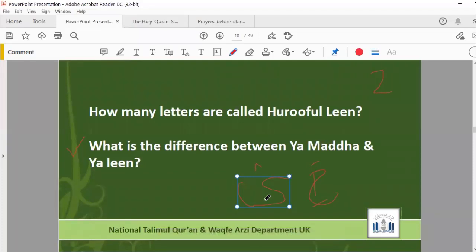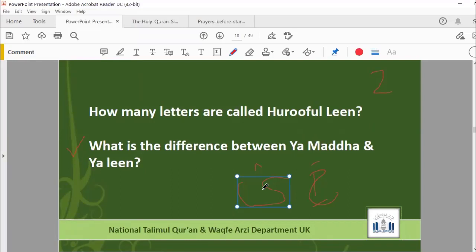So it means in the lean rule, the ya also has to have a sukoon on it as well. Yes, in both cases the ya will have sukoon, but the preceding letter decides. When the preceding letter has a kasra, then it is a ya madda. When the preceding letter has a fatha, then it will be a lean ya. Yeah, I've understood it.